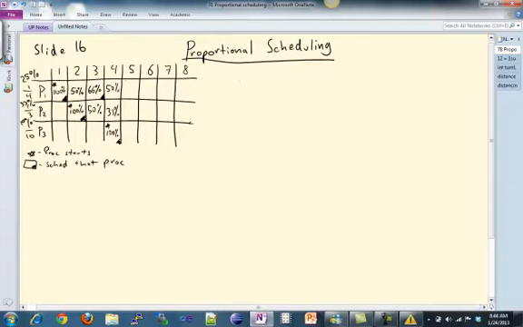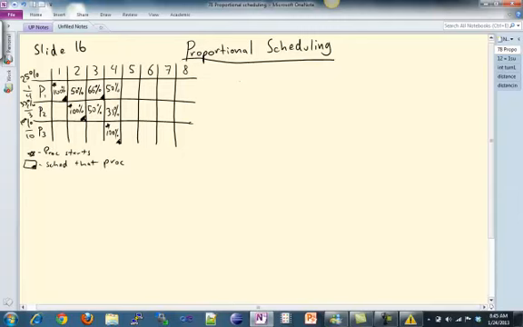So at quantum 5, all 3 processes exist. Process 1 has 50% utilization, which is twice what it asked for, right? Process 2 has 33% utilization, which is exactly what it asked for, no more than that. And process 3 has 100% utilization, which is 10 times what it asked for.